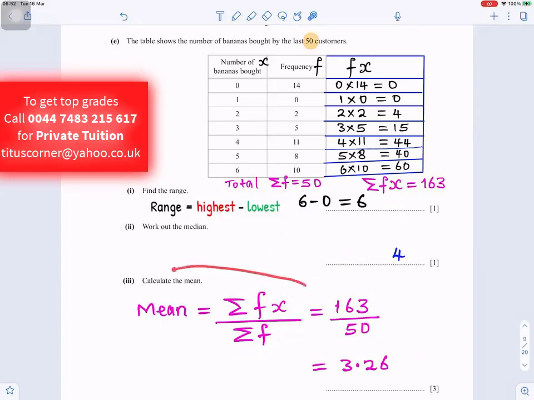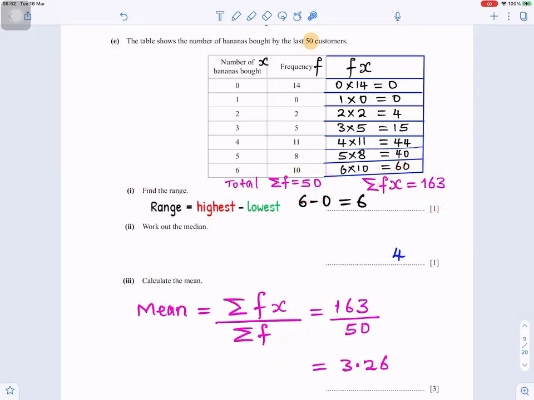So it's important to remember this formula. And the way I remember it is the big number divided by the small number. That gives you the mean.